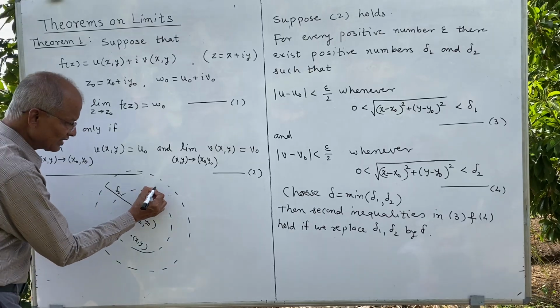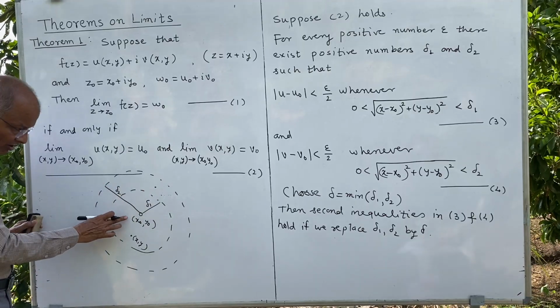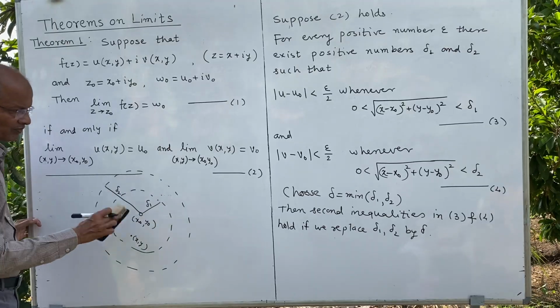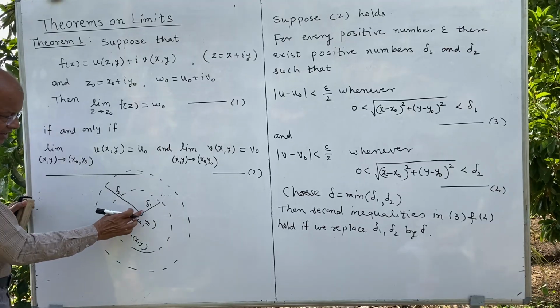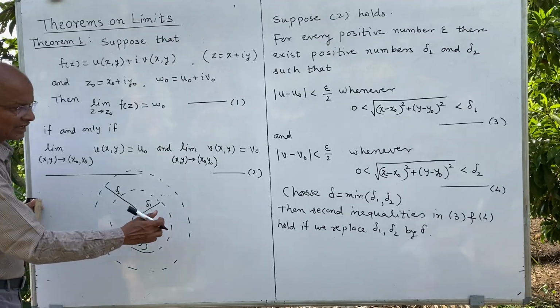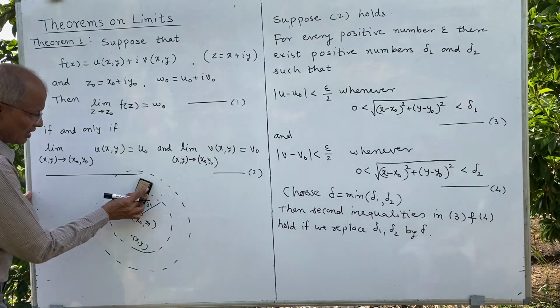lies in this neighborhood delta 1, then it also lies in the neighborhood of delta 2, and therefore we have, but if it lies here, it lies in the delta 2 neighborhood, but it will not lie in delta 1 neighborhood, and therefore both the inequalities will be satisfied if the point is inside the minimum delta, and therefore that is why we have considered delta as minimum of delta 1 and delta 2.